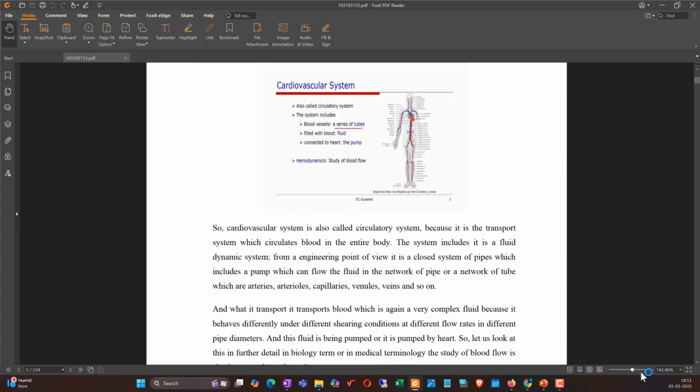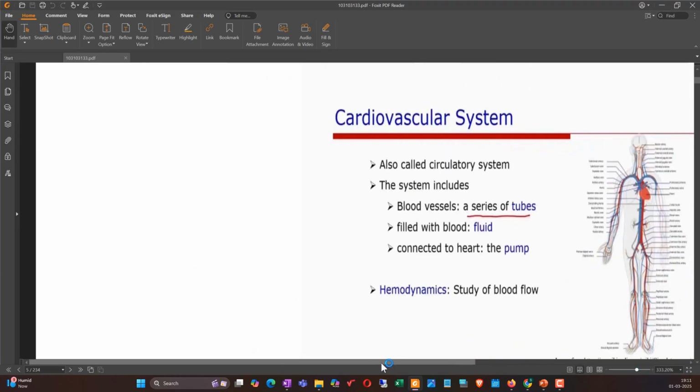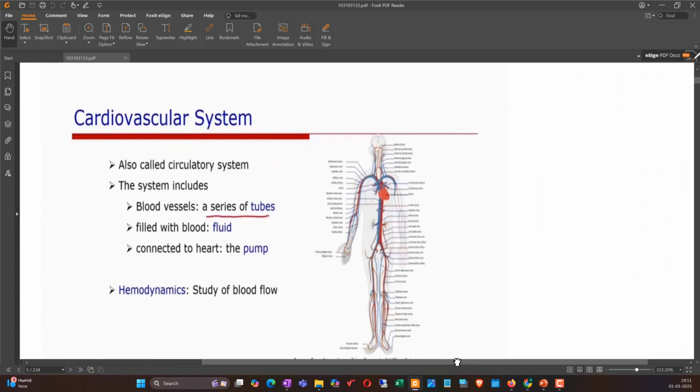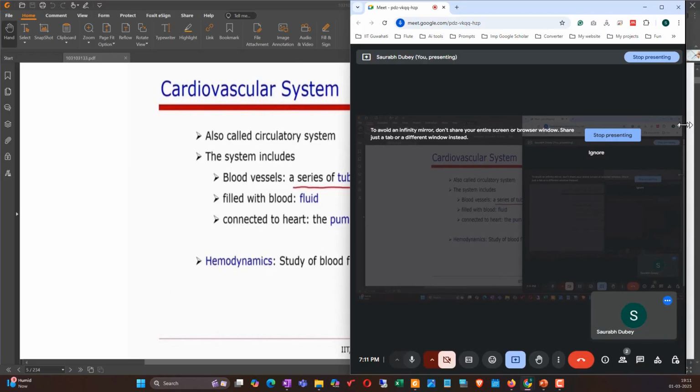In the next part, there was this explanation on the cardiovascular system, also called the cardio circulatory system. The system includes a series of tubes, which are the blood vessels, with the fluid being blood, and the pump, which is the heart. Pumping is done by the heart, as we know.